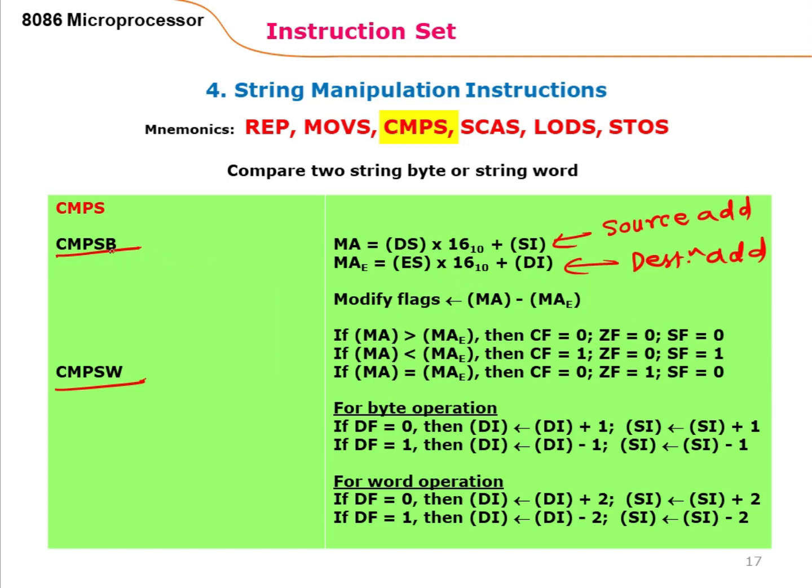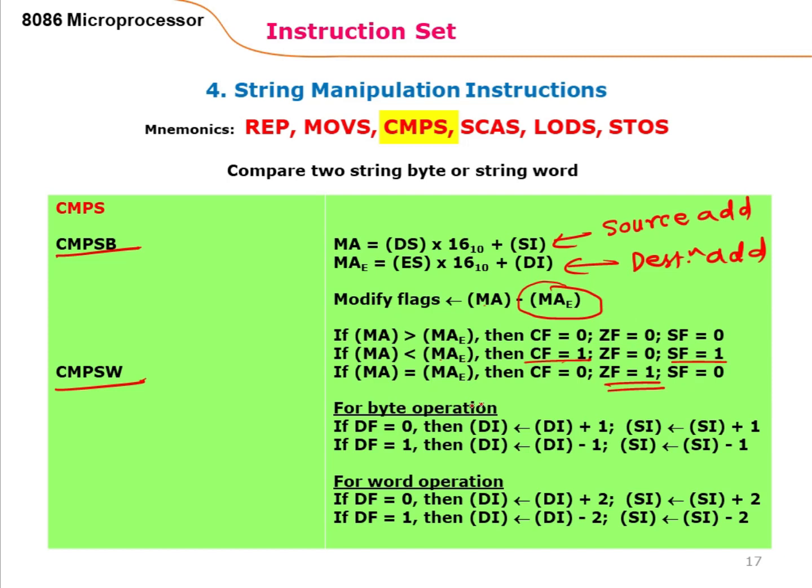Now the compare string byte instruction subtracts the contents of destination from the contents of source. Depending upon the result of this subtraction, the flags are modified as we have seen in the compare instruction. If they are equal, the zero flag is set to 1. If the source is greater than destination, then all flags are 0. If source is less than destination, then the carry flag is set to 1, that is, borrow is generated, and the sign flag is set to 1 because the answer is negative.